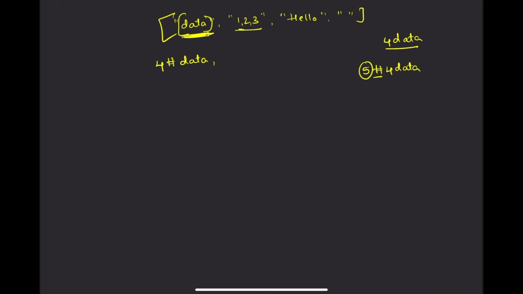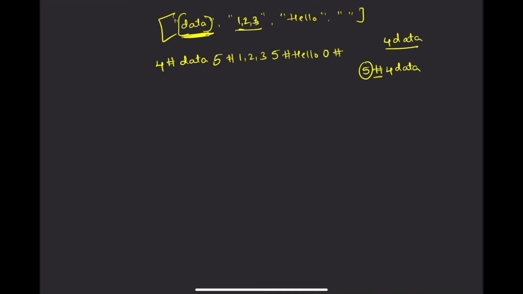Similarly, you can do it for the second string as well. There are 5 characters in here, 1, 2, 3. So 5 hash 1, 2, 3. We are appending the string. Then you have hello, which is 5 characters again, so 5 hash hello. Then you have an empty string. So there are no characters, no length, it's an empty string. So all you do is 0 hash.